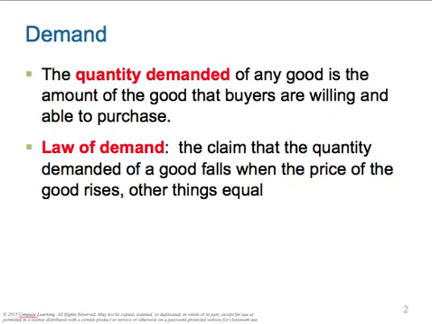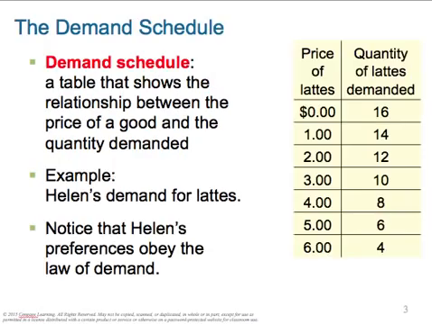Demand's a little easier for beginning economists to comprehend because we're all consumers, we're all demanders. If something becomes more expensive, we're much more likely to want less of it. If it becomes less expensive and it's something that we demand anyway, we're going to want more of it. To illustrate this, we use the demand schedule. The demand schedule is a table that shows the relationship between the price of a good and the quantity demanded.